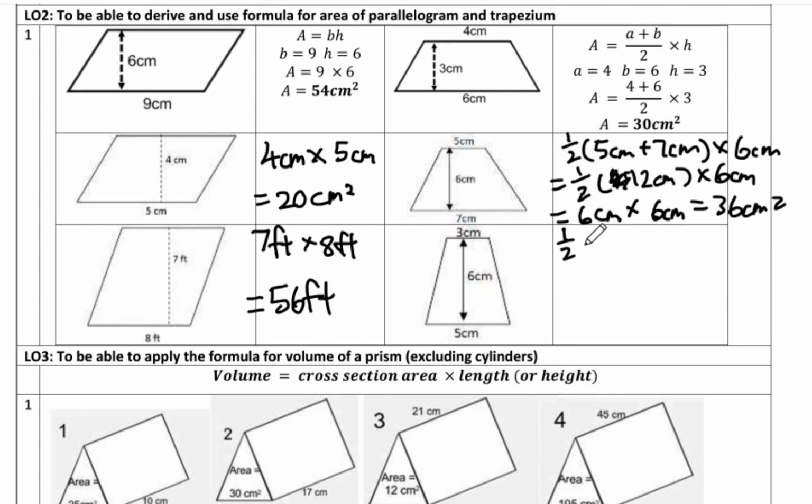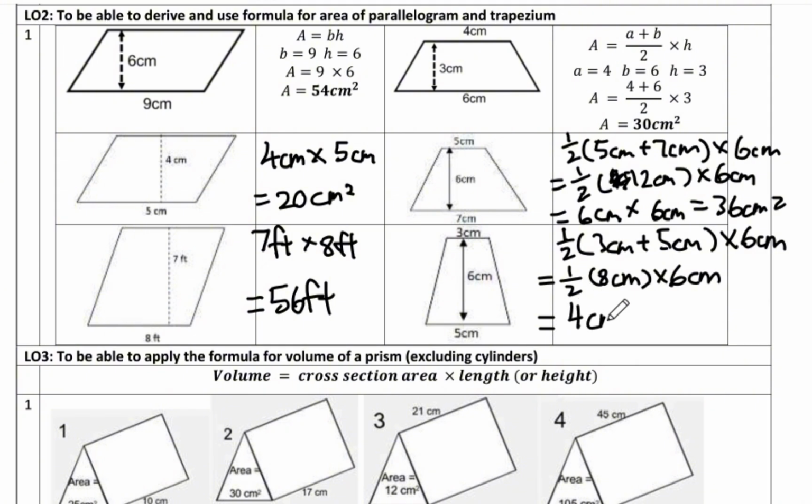1 over 2 bracket 3 cm plus 5 cm bracket times 6 cm would equal to 1 over 2, 8 cm times 6 cm, which would equal to 4 cm times 6 cm, which is 24 cm squared.